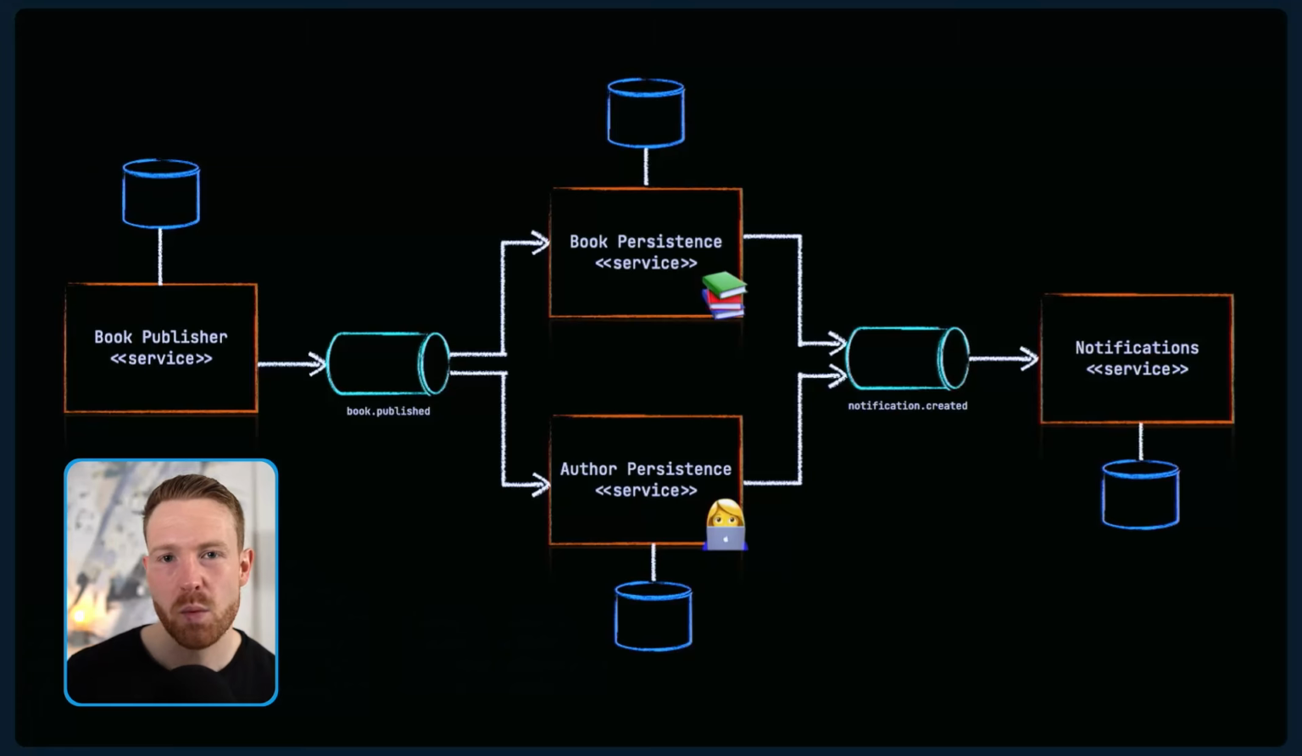What happens next? With that event being put onto the Books Published topic, the Books Persistent service and the Author Persistent service are both going to get exactly the same copy of that event, and they're going to do something a little bit different with it. We're obviously going to extract books in the case of the Books Persistent service, and then authors in the case of the Author Persistent service, and save them to their own databases. Now, these services are fairly similar. Let's take a look at the Books Persistence one now.